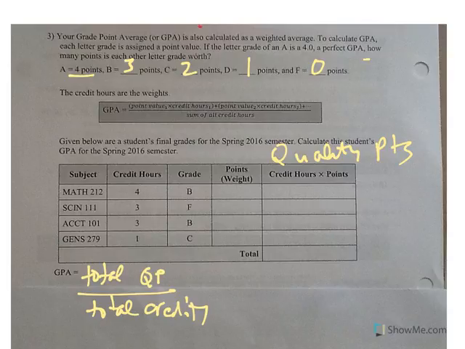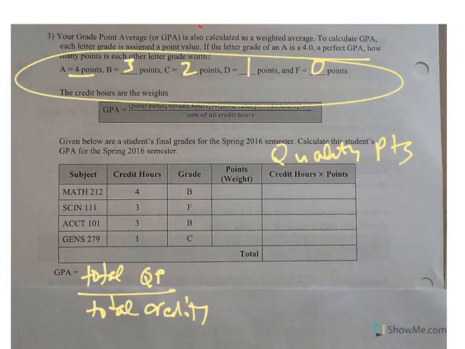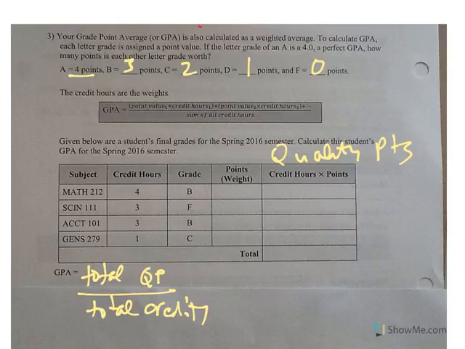Now, you earn these points per credit hour. Looking down at Math 212, which for us is Calculus 2, you got a B. A B is worth 3 points. 4 credit hours at 3 points per credit hour, you earned 12 quality points for calculus. Now for science, you failed it, which makes sense because science is hard. 3 times 0 is 0. You earned no points for science, but those credits will still count in your GPA.